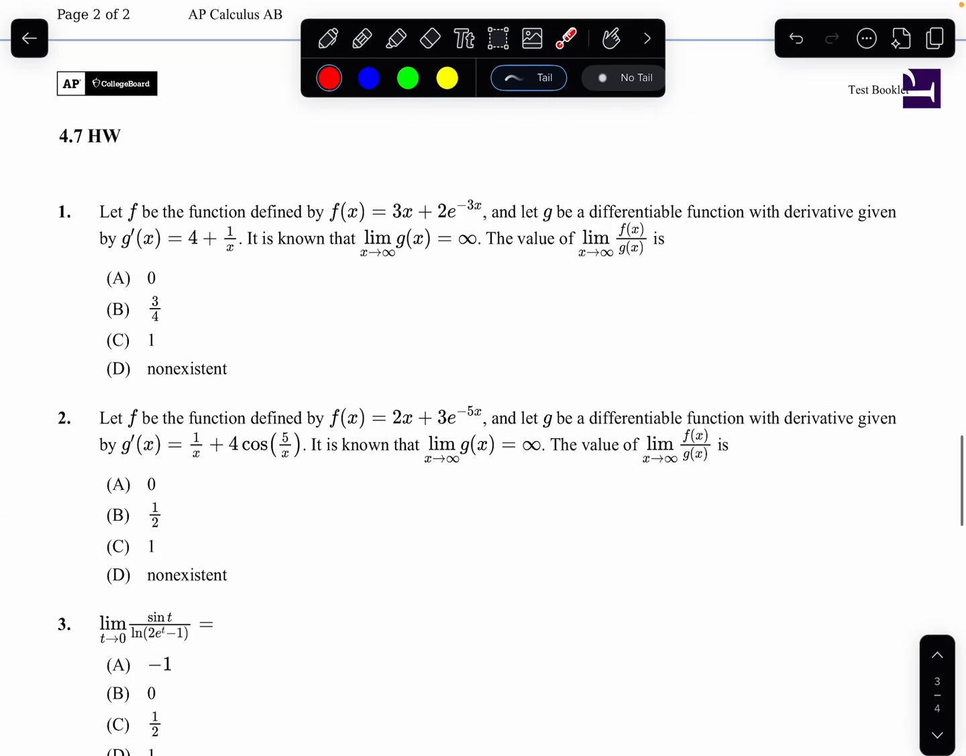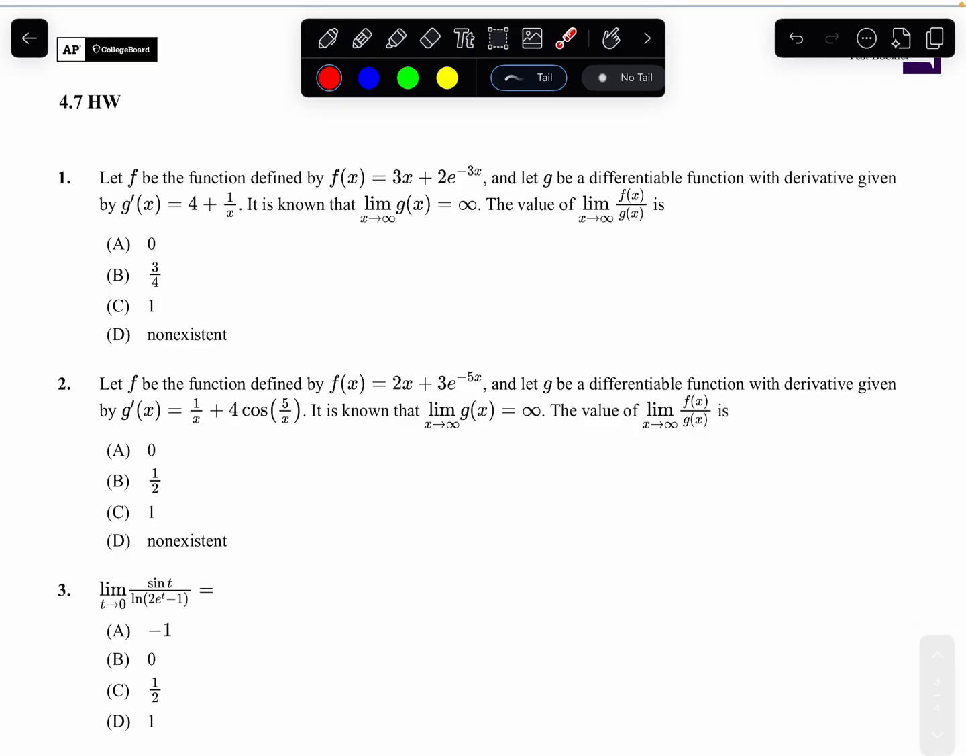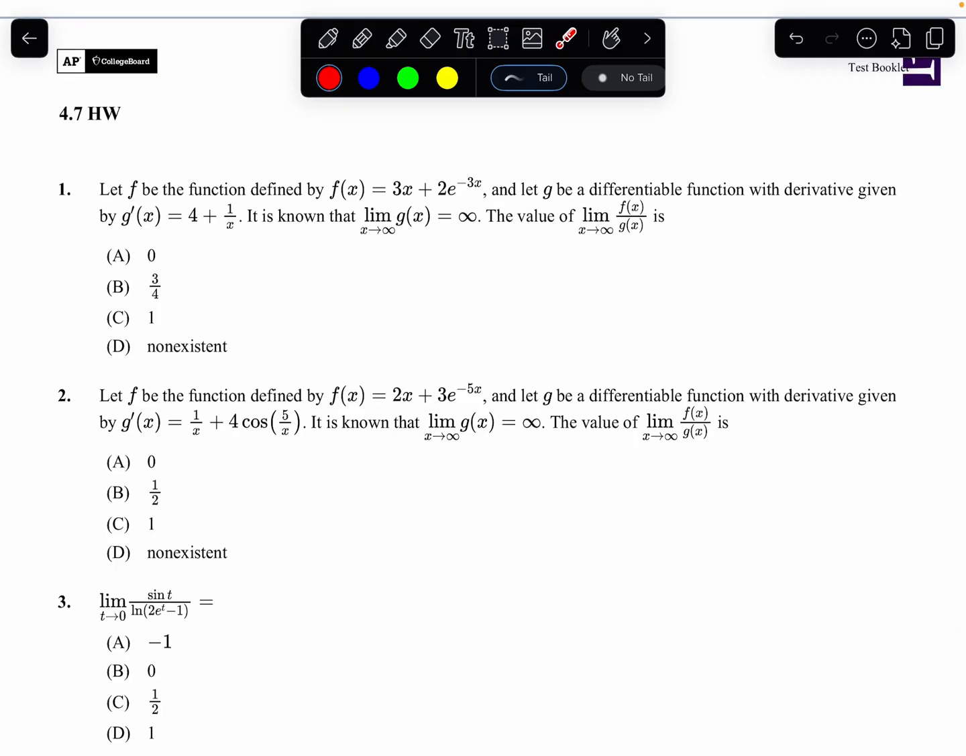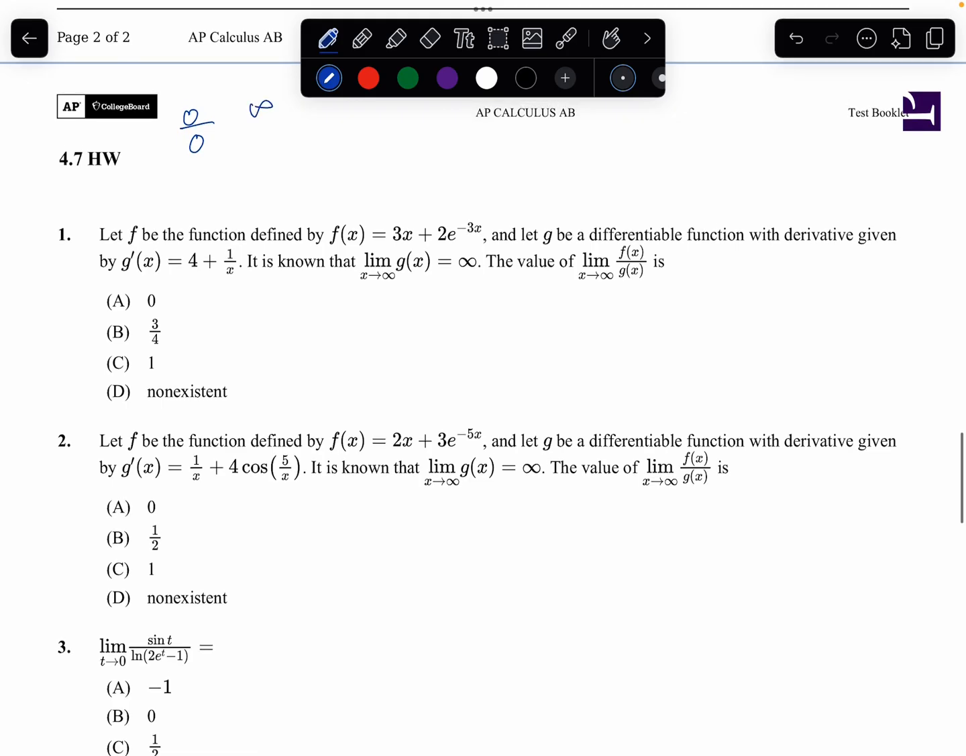Okay, on to 4.7. So something that we didn't really talk about too much in class, because I kind of forgot about it, but limits regarding infinity. Remember that 0 over 0 is an indeterminate form, and so is infinity over infinity. Now, evaluating limits at infinity, so we have this function given here. Remember that we have to show indeterminate form, because we're trying to find the value of the limit as x approaches infinity of f divided by g.